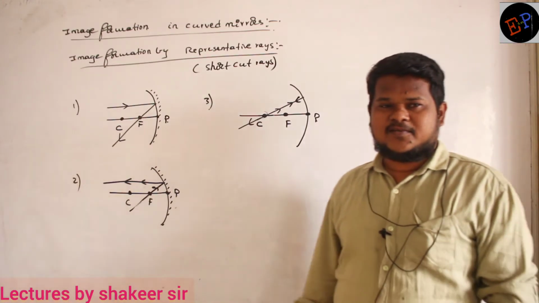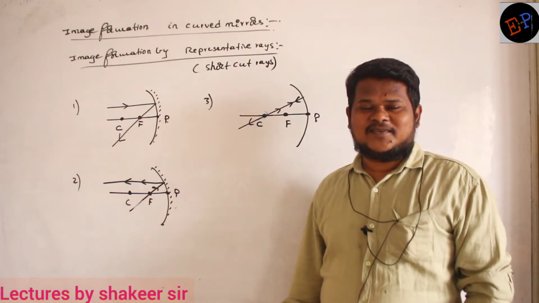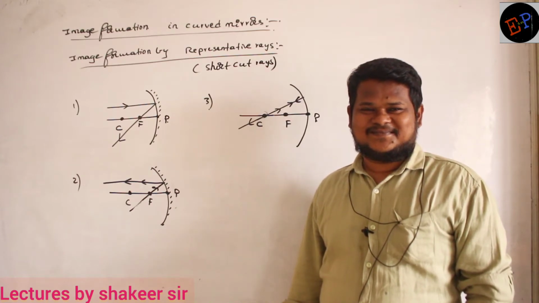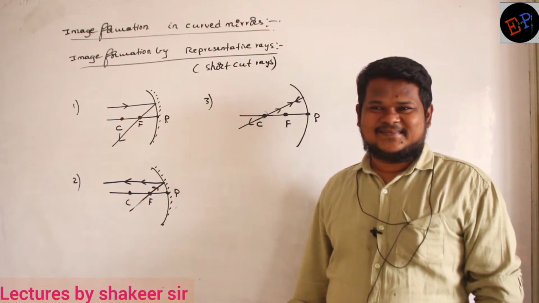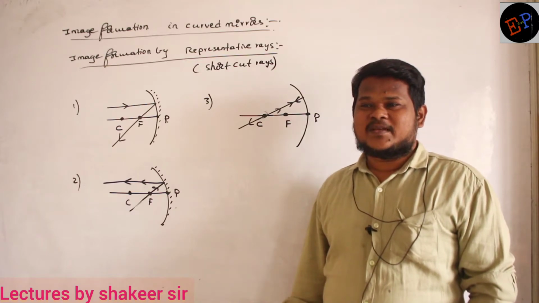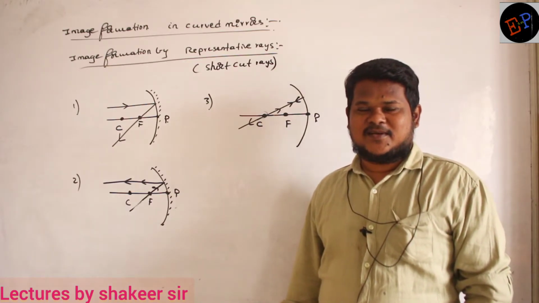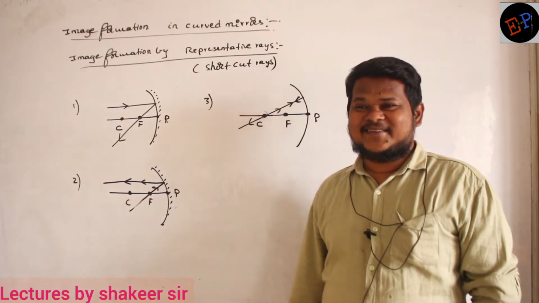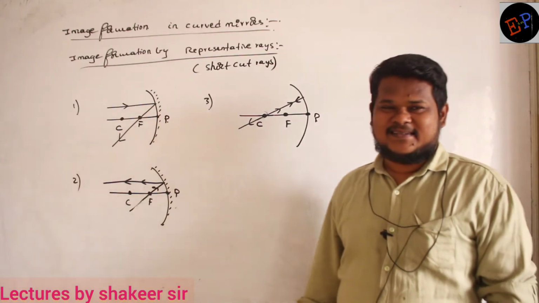Angle of incidence is equal to angle of reflection. Angle of incidence is how much? Angle of incidence is 0. Angle of reflection is 0. How can you say that the angle of incidence is 0?